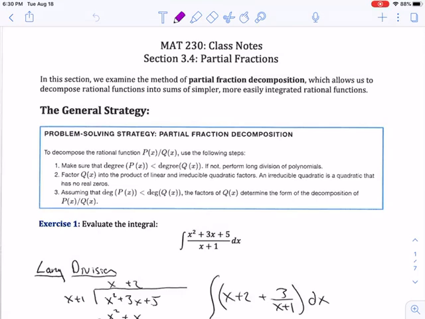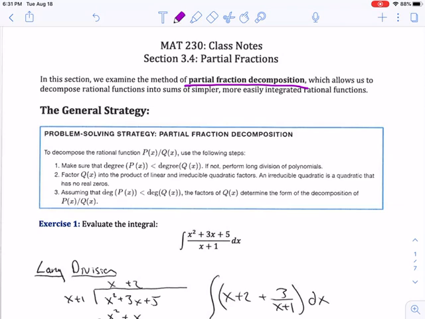Welcome to section 3.4 on partial fractions. In college algebra, you may or may not have looked at partial fraction decomposition. It was always taught in college algebra classes, but I've discovered that many instructors do not teach partial fraction decomposition. So this is something that you may or may not have actually seen. So I will be going over it.